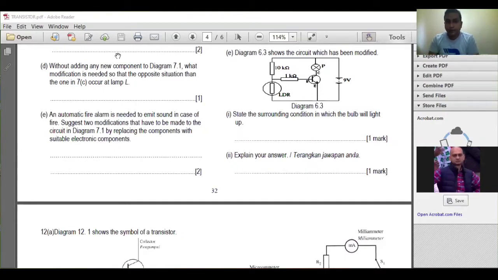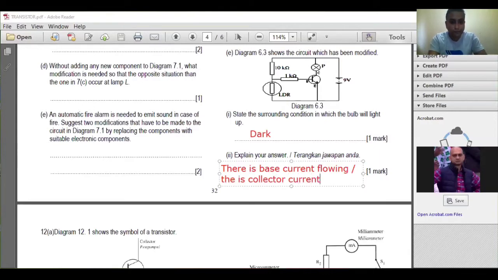Okay, we look at E. Now diagram 6.3 shows the circuit which has been modified. State the surrounding condition in which the bulb will light up. The LDR is down here, so that means dark. So when dark, the bulb will light up. Explain your answer, there's only one mark. So I can say there is base current flowing, or we can say there is collector current flowing. We can even say the base voltage is high, so the base emitter voltage is high. All this can.